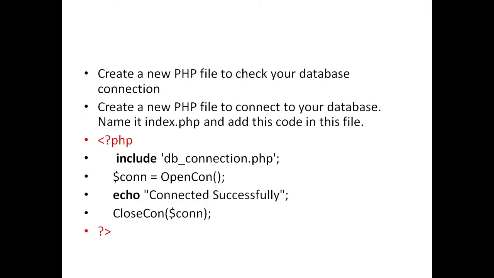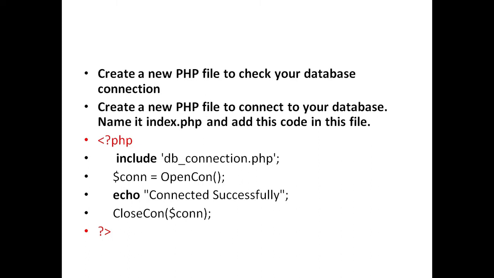Now to check the connection, create another PHP file with index.php and write this code. First include the dbconnection PHP file in your script and then call the function openConnection from dbconnection and echo the message connected successfully, and after this message close the connection.